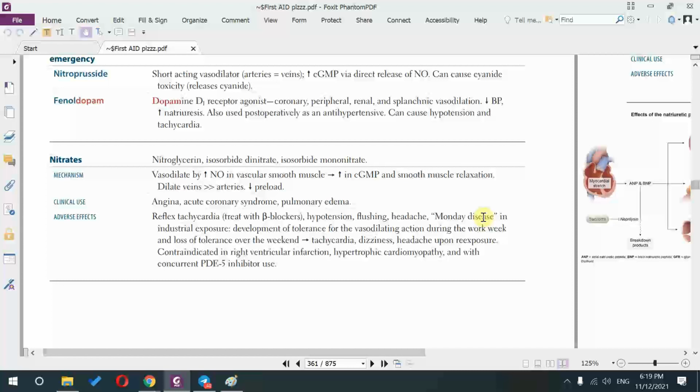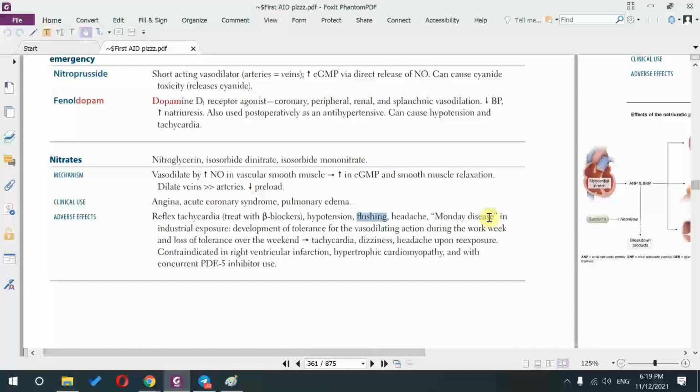Okay, so speaking about reflex tachycardia, it's treated with beta blockers. That's why we like to give beta blockers before the nitrates. Hypotension as well can be really bad, and it's actually a complete contraindication. Flushing and headache. You're like, why flushing? Because it leads to venodilatation. So basically you can imagine that the vessels will be dilated, so they will be able to get more heat outside. So headache, Monday disease.